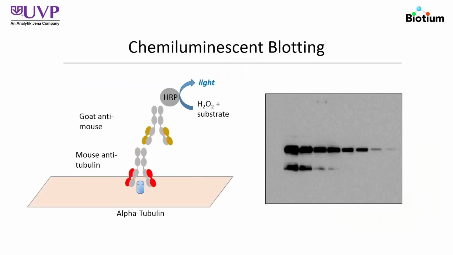So in summary, for chemiluminescent blotting, you can see that I have run a sample and I have a protein on the membrane shown right here, in this case alpha tubulin. I can come in with a primary antibody, in this case a mouse antibody developed specifically against tubulin, mouse anti-tubulin. Then to identify this mouse antibody, I come in with a goat anti-mouse, which contains the enzyme horseradish peroxidase. I add substrate, produce light, and then that can be detected over here with a CCD digital imaging system.